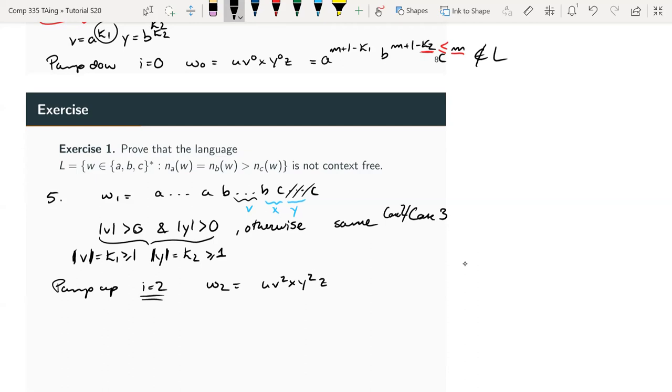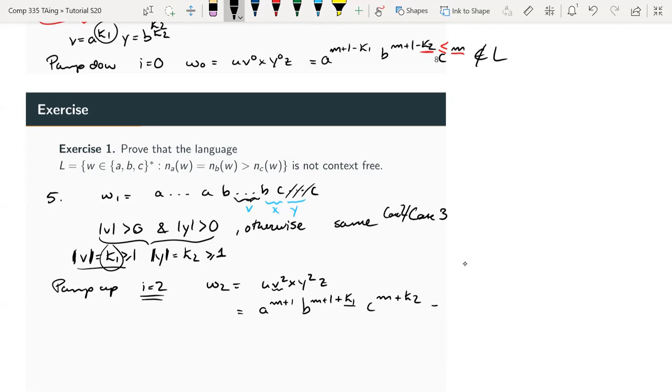So again, I is the exponent of V and Y. So for the V, you're going to add an extra V to your string. So you're going to add an extra K1 B's to your string. So the A's remain unchanged, but to your B's, you're going to add an extra K1. Because K1 is the length of V, which is within the B's. You're pumping up, so you're adding an extra V, so you're adding an extra K1 B's to the existing M plus 1 B's. And you do the same thing for the C's. For the C's, you have your existing M C's, and you add to that K2.